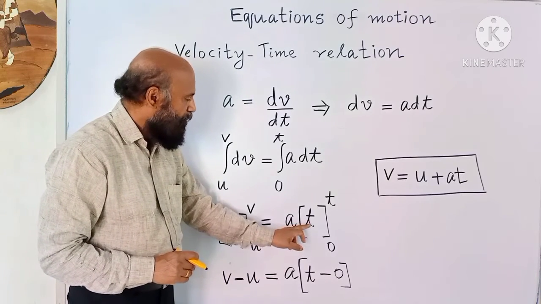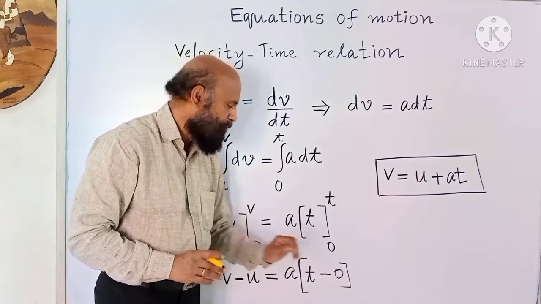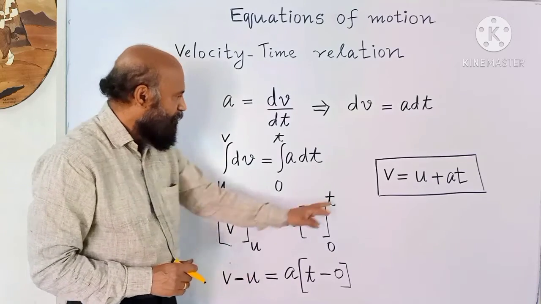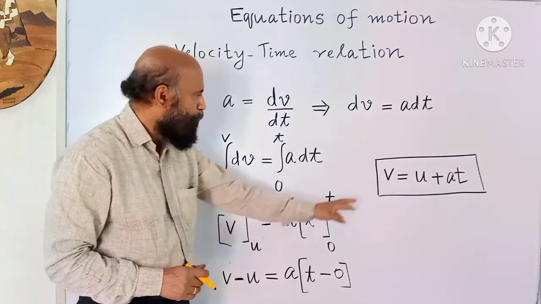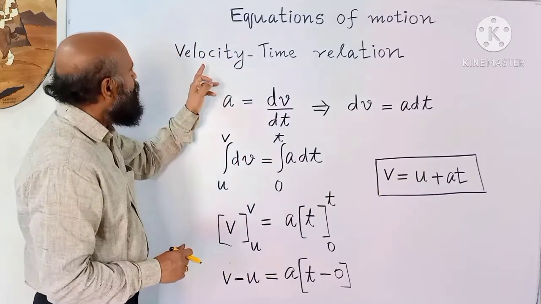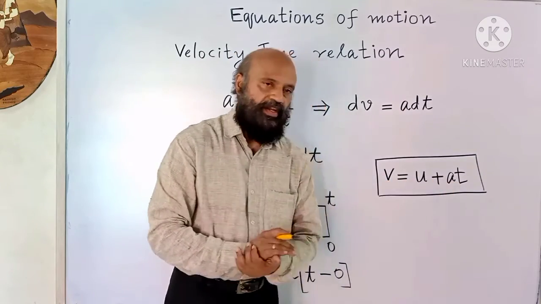A constant, then t. Upper limit t minus lower limit 0. So take this minus u to the other side. So v is equal to u plus at. So this is the relation between velocity and time. So v is equal to u plus at.